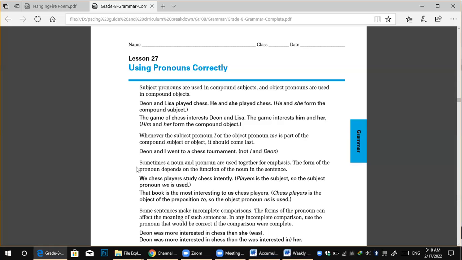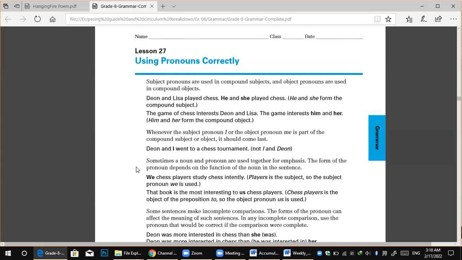Okay, so today we have a new grammar lesson. It's called How to Use Pronouns Correctly. Before I start, let me share my screen. Okay, now I think you can see my screen. Here is the title of the lesson, it's about using pronouns correctly.